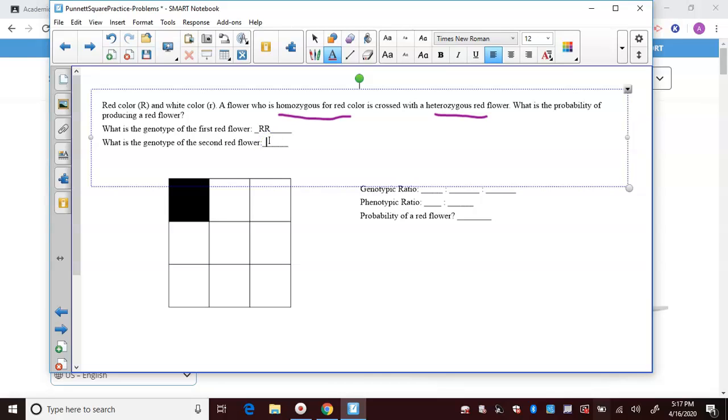We know it's still red though, so that means it has to have at least one capital letter. So that's going to be capital R, lowercase r. So I have the two parents' genotypes. It's very important that you get those correct, because if you don't get those correct, then the rest of the problem is going to be all screwed up.